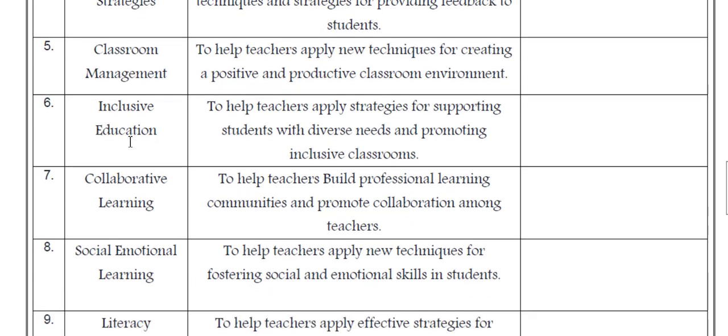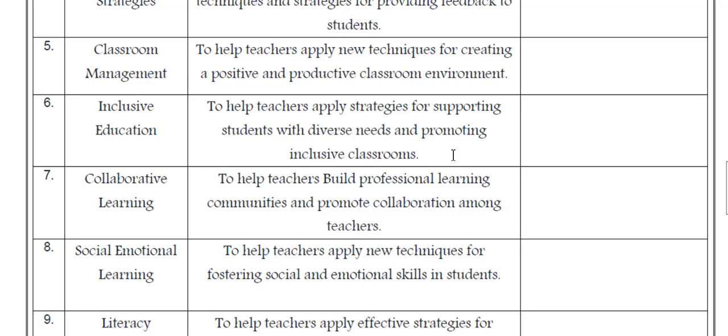Number 6 is inclusive education. The objectives are to help teachers apply strategies for supporting students with diverse needs and promoting an inclusive classroom. My friends, as a teacher, you must include every single student in your class. Every student must feel welcome.